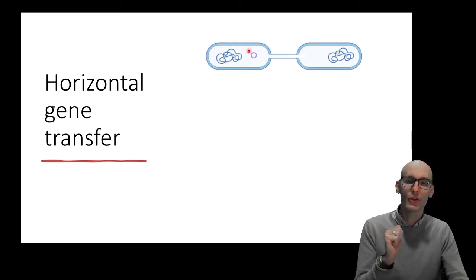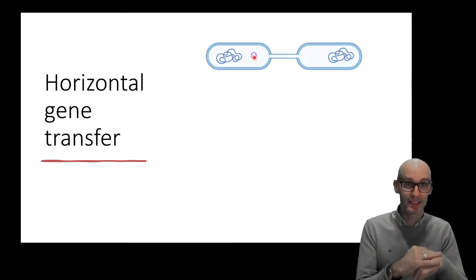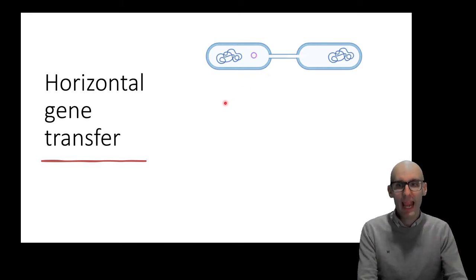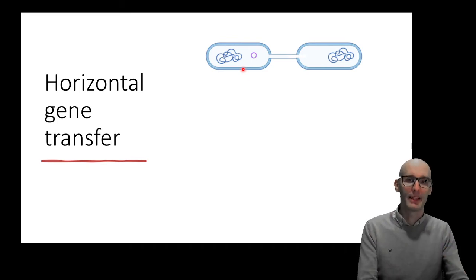But then they also have smaller loops of DNA called plasmids. And these plasmids can code different genes that they may or may not need. And in horizontal gene transfer, you can actually share the plasmids. And it goes something like this.